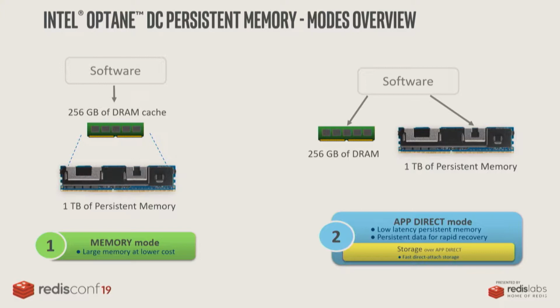Just one more thing I would like to mention. In app direct mode, there's actually another sub-mode, which we call storage over app direct. In this case, you can use the persistent memory as a very, very fast disk. You treat it as a block device.